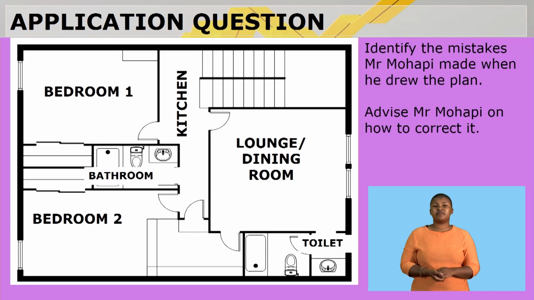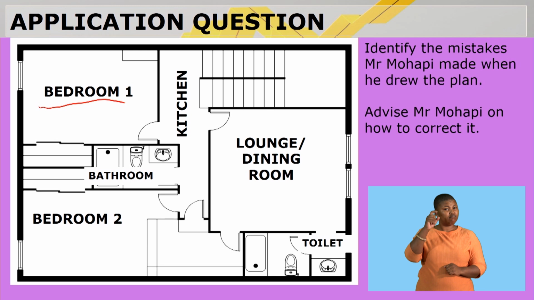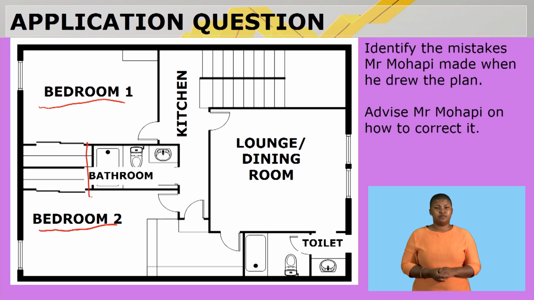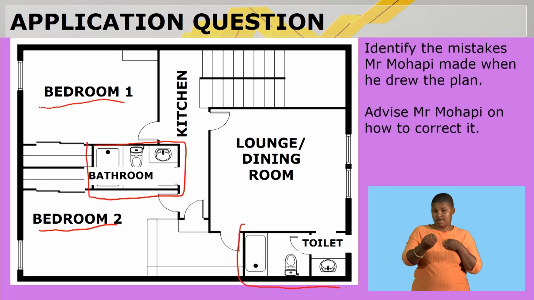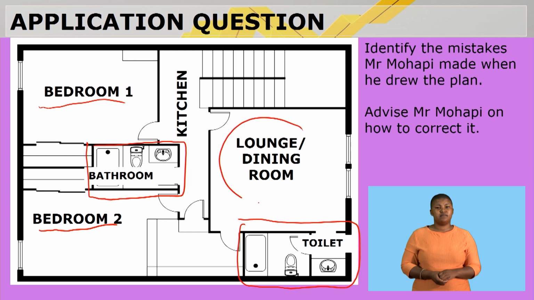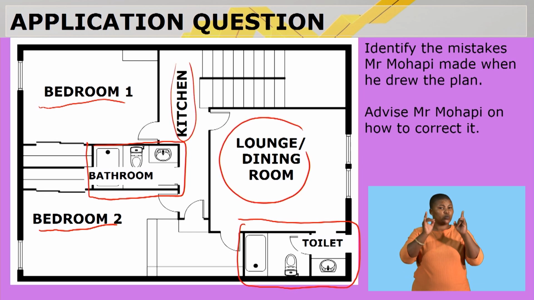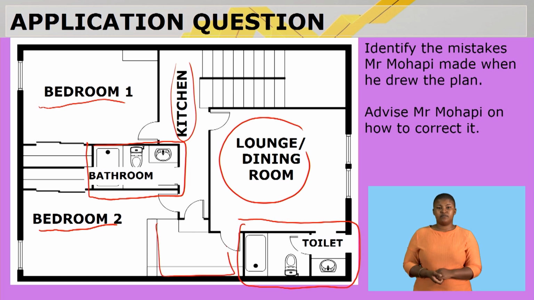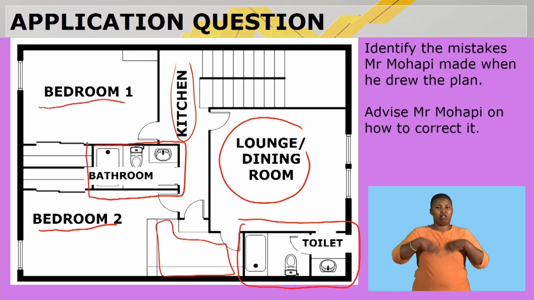So we can see it's a 2-bedroom house, bedroom 1 and bedroom 2. It also has 2 bathrooms. There we go. A lounge and a kitchen. And then we have a closet over there. So let's look at the floor plan in detail, starting at the front door.